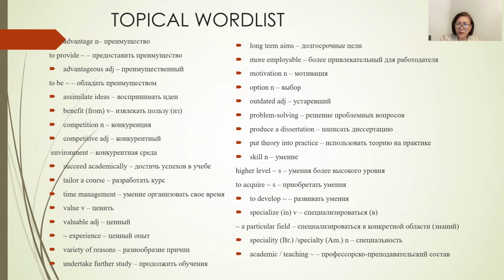Problem solving. Решение проблемных вопросов. Produce a dissertation. Написать диссертацию. Put theory into practice. Использовать теорию на практике. Skills. Умения. High-level skills. To acquire skills. To develop. Развивать. For example, to develop skills. Развивать умения. Specialize in. For example, you can say, I'm specializing in drama course. Specialize in a particular field. Специализироваться в конкретной области.